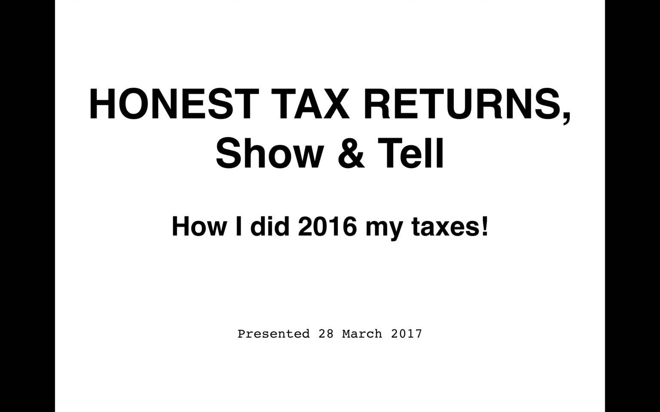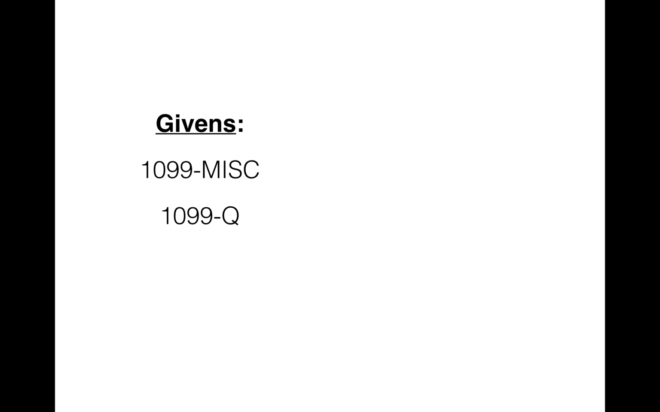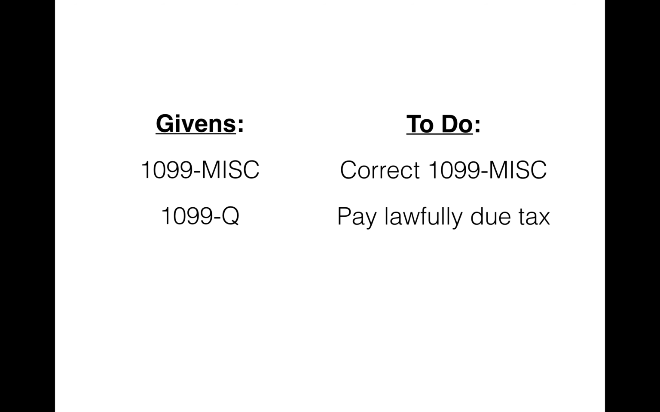This is the show and tell version, and that's where I'm going to show you how I did my 2016 taxes. This is presented to the American people on 28 March 2017. First of all, I was given a 1099 miscellaneous and a 1099-Q. So I'm going to show you how I corrected my 1099 miscellaneous and how I paid my lawful tax that was due on my 1099-Q.